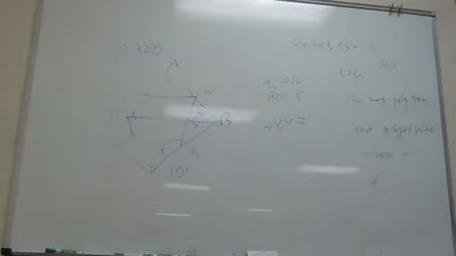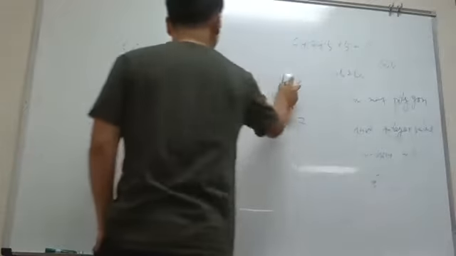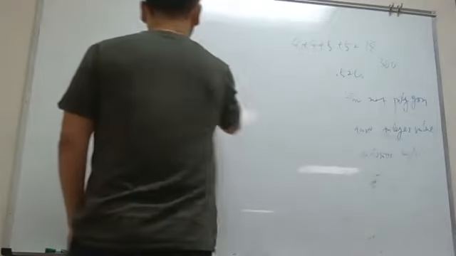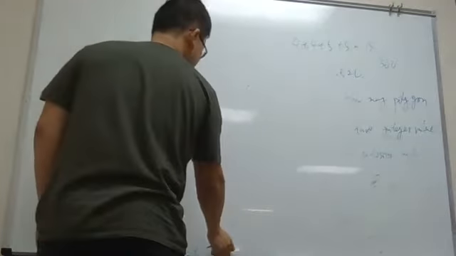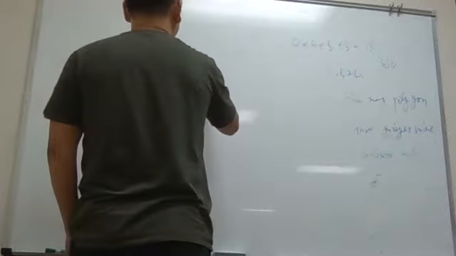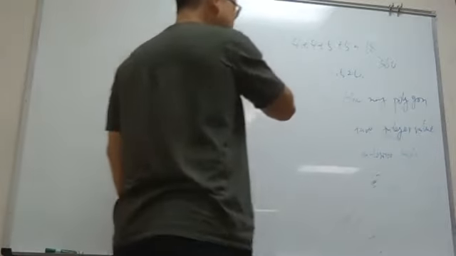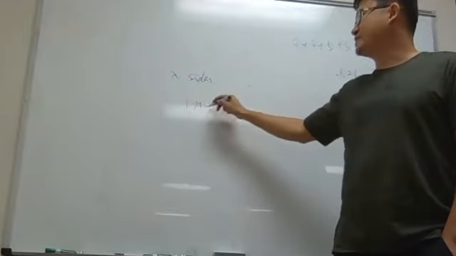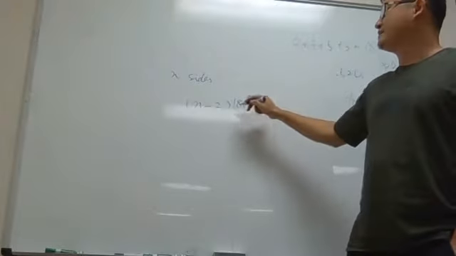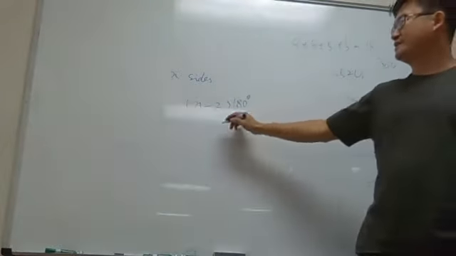Wait, no, not 360. That's okay. We can start together and see what we have. So first of all, for a regular polygon with n sides, what is one of its interior angles? We know that the total amount is n minus 2 times 180, right? And then if it's a regular one, you divide this by n.